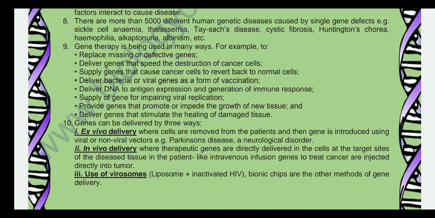Gene therapy is being used in many ways, for example, to replace missing or defective genes. The gene which is missing or defectively working can be replaced by a properly working, normal gene. Deliver genes that speed the destruction of cancer cells, so inserting a cell which actually destroys the cancer cell. Deliver bacterial or viral genes as a form of vaccination. Deliver DNA for antigen expression and generation of immune response.